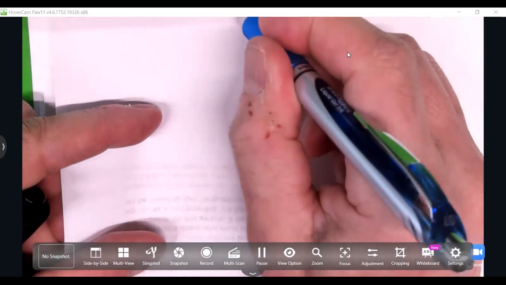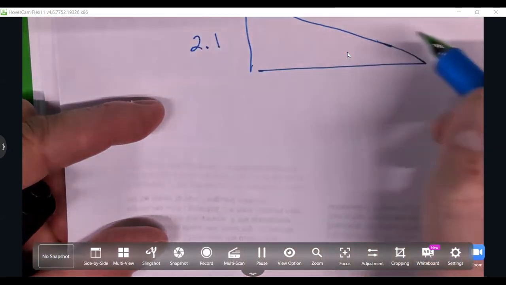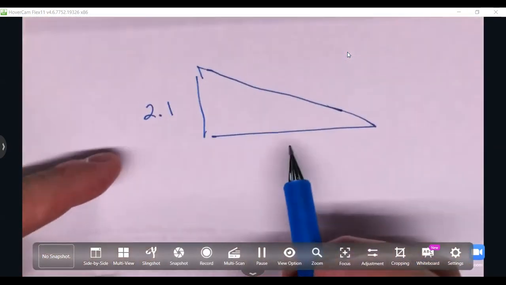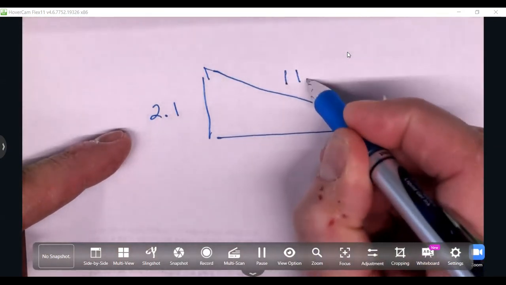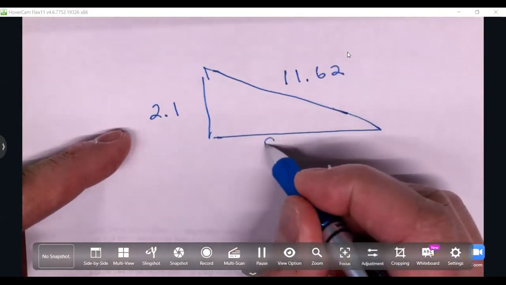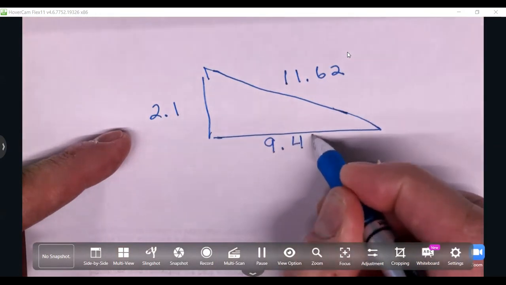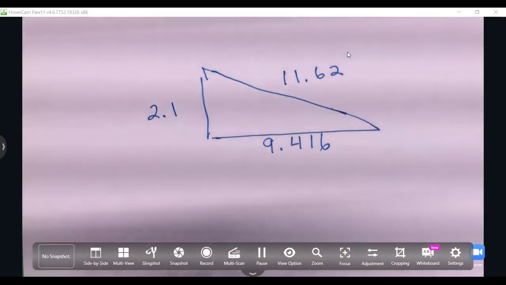Here's another example. 3 measurements for this triangle. 2.1, then you get a more accurate ruler and you do this as 11.62, and then you even get a more accurate ruler and you do this as 9.416. Grab your calculator. What's the perimeter of this?